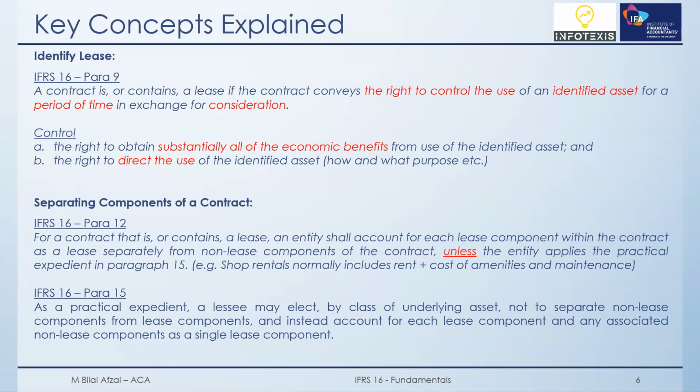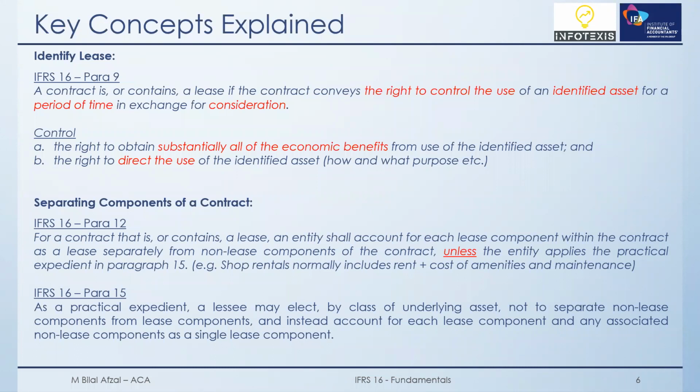For example, the contract says that 80,000 will be for the rent of the shop and 20,000 will be for the provision of amenities. Then the rental for the assessment of the lease should be 80,000 only, and the 20,000 which we are paying for the provision of amenities should be treated as a non-lease component and should be expensed out on a straight-line basis.